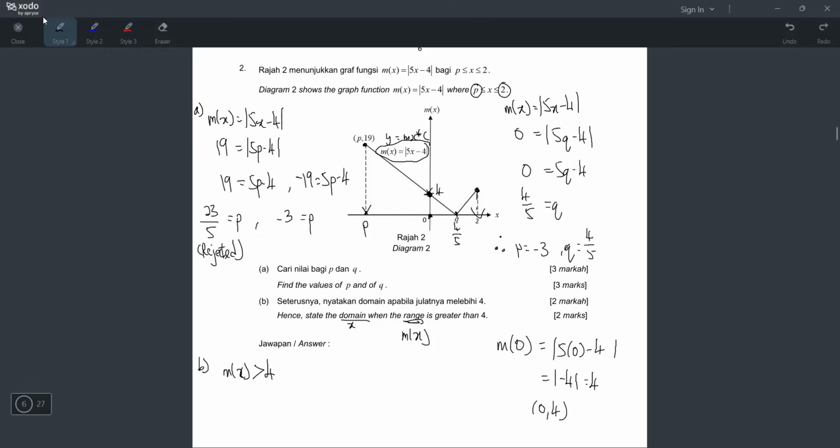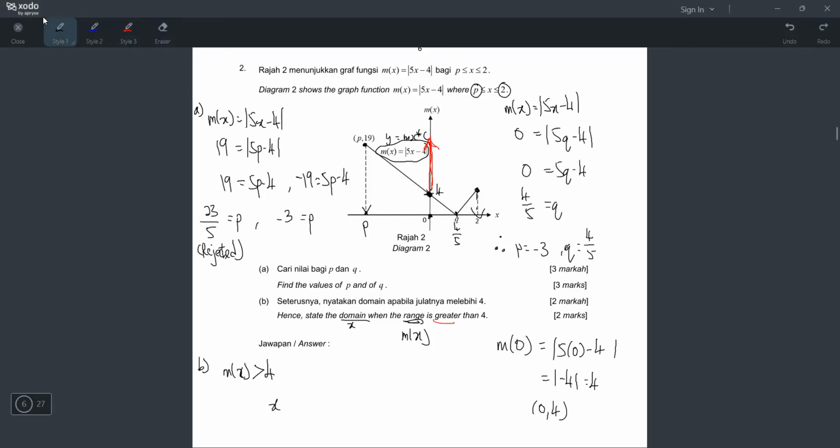So now let's read the question one more time. When the range is greater than 4, it means y bigger than 4, so I have to look from here upwards, right? Why upwards? Because greater means bigger than 4, right? So now I have to write down the domain, which is the range of x, right?